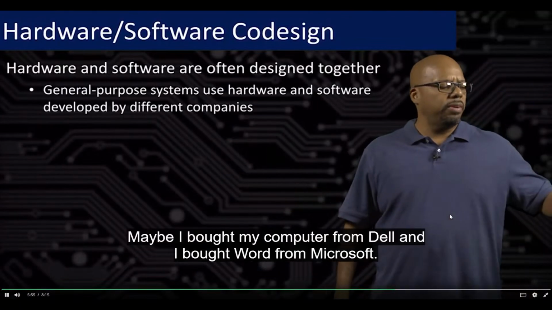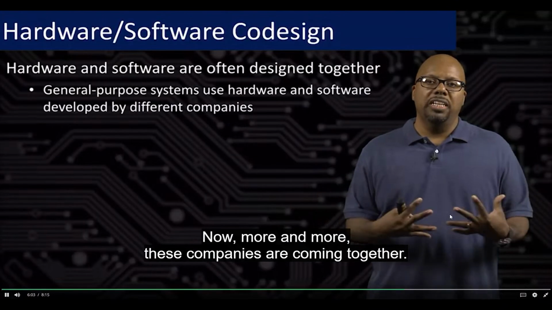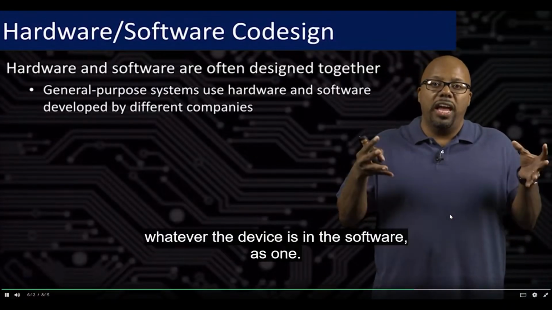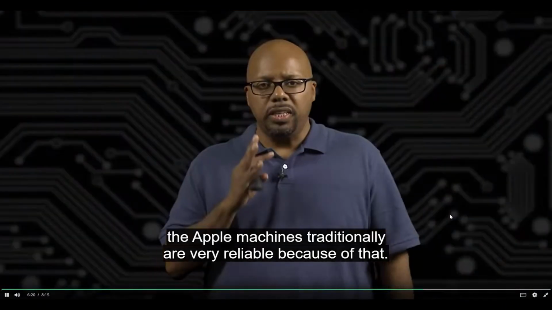There are two different companies. Maybe I bought my computer from Dell and I bought Word from Microsoft. Two different companies: one does the hardware, one does the software. Now, more and more these companies are coming together, and Apple is the epitome of this. They make the devices, hardware and software together. They make the phone and the software as one, which means they work together better. In fact, Apple machines traditionally are very reliable because of that. But it also makes them more efficient.